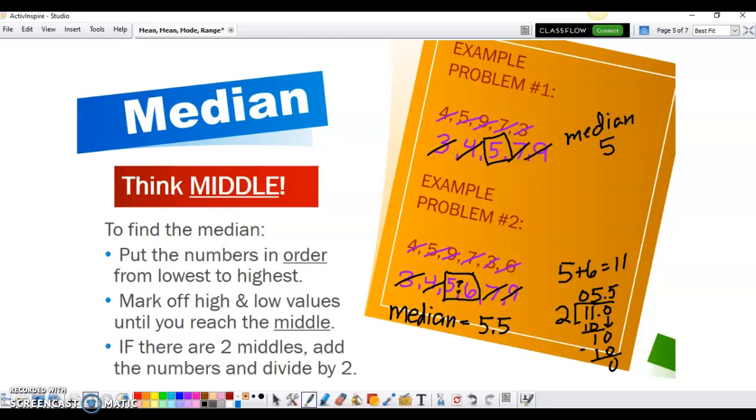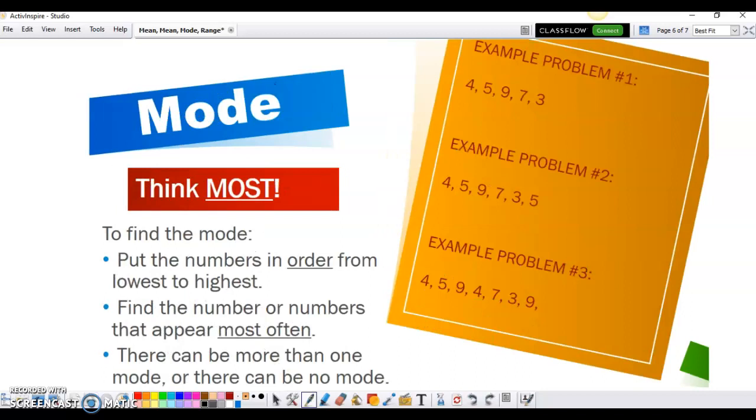All right, next one is mode. So mode, anytime you see this word, I want you to think of the word most. Mode, most, okay? To find the mode, you have to put the numbers in order again from lowest to highest, least to greatest. And then you're going to look for the number or numbers that appear most often, okay? And here's what's tricky about mode. There can be more than one mode, or there can be no mode, okay?